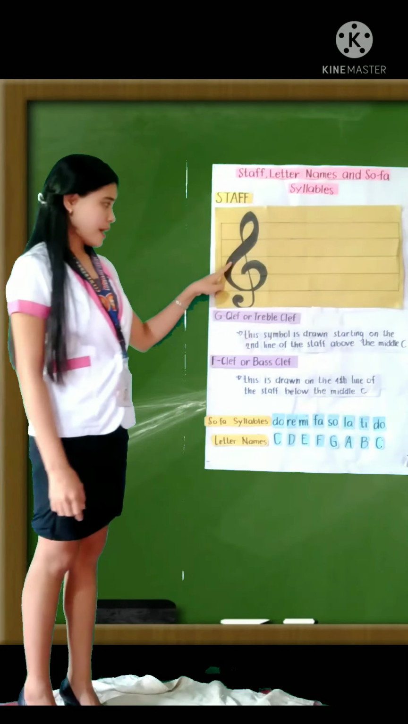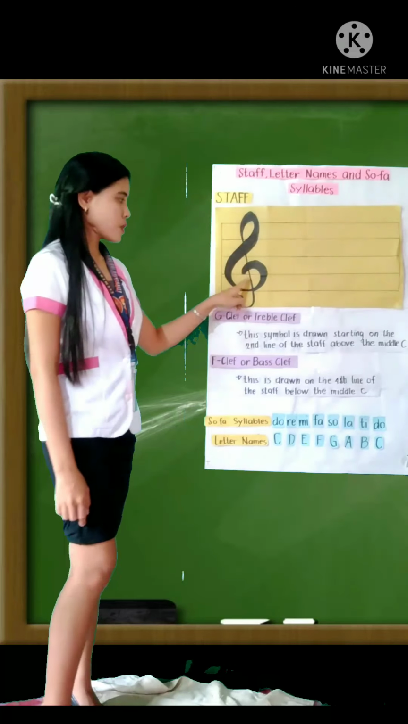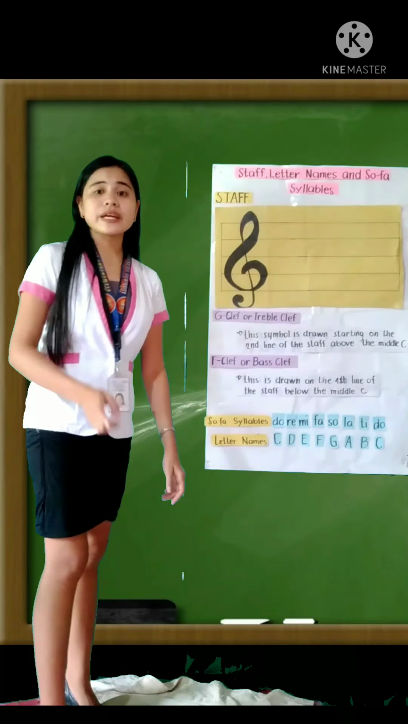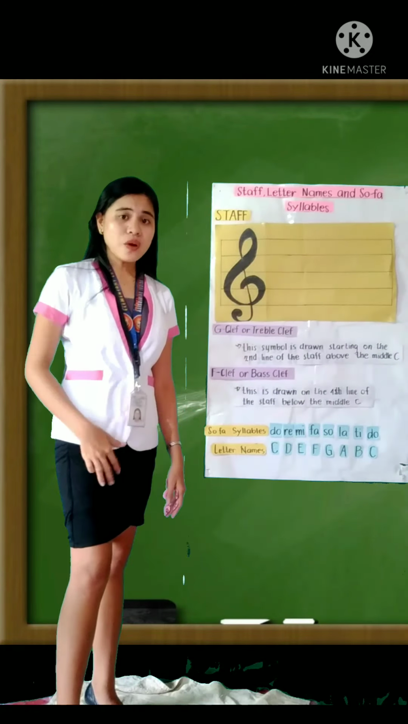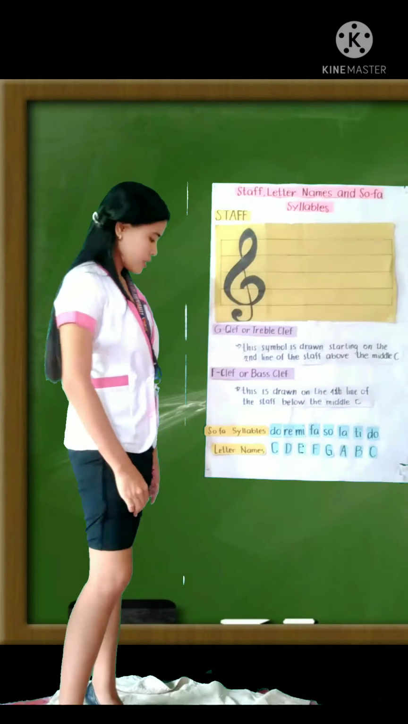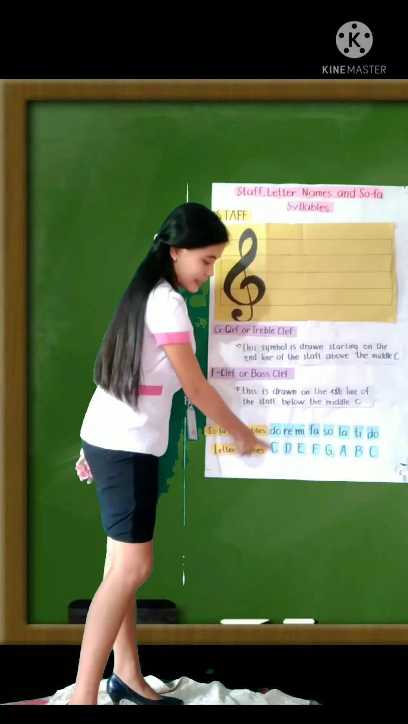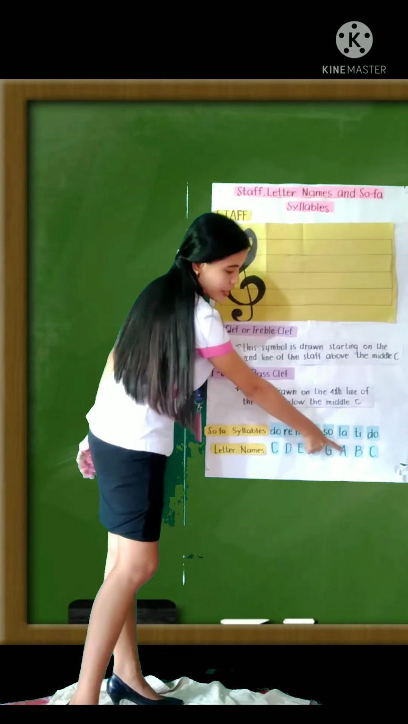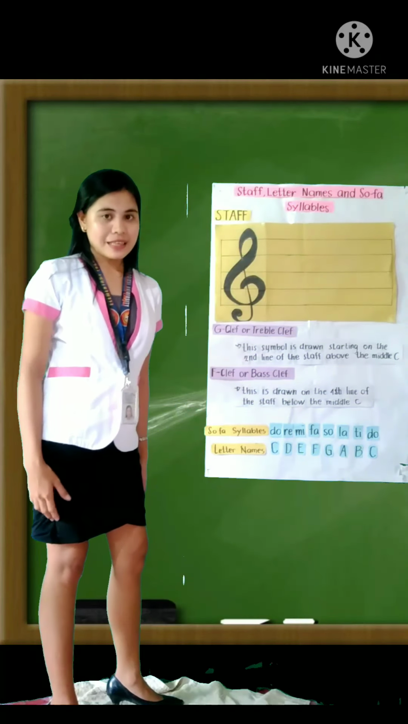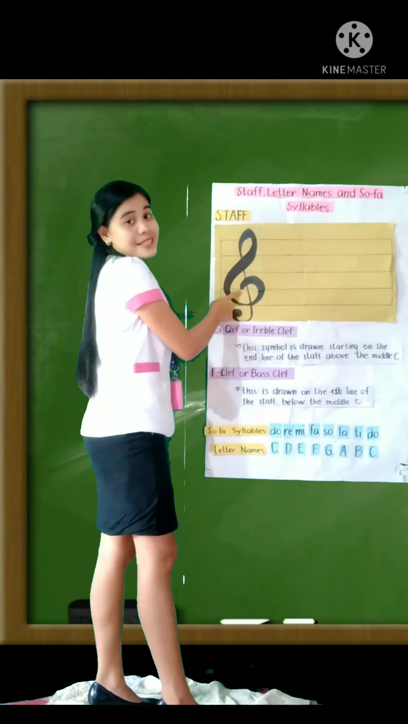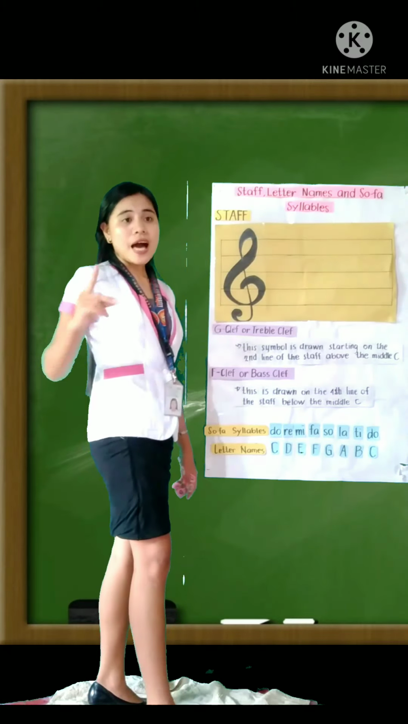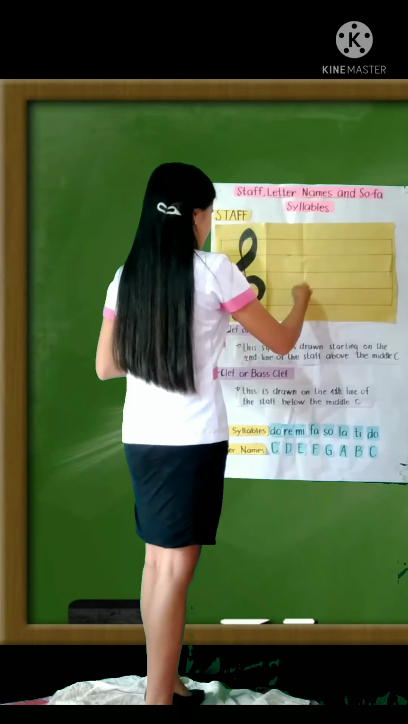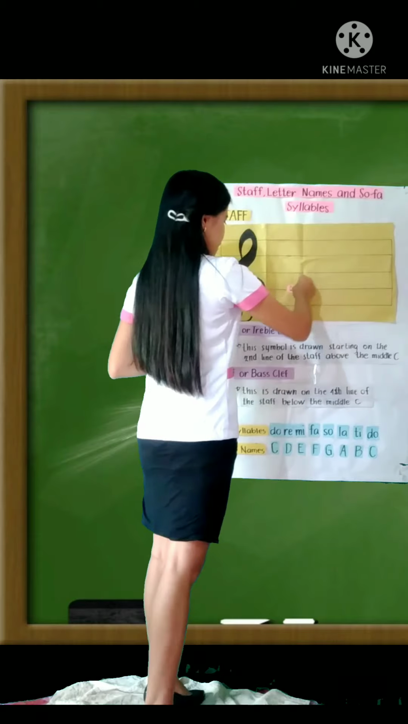Since this is a G clef, the pitch names of this clef start with letter G. So again, what are the pitch names? These are letter C, letter D, letter E, letter F, letter G, letter A, letter B, and letter C. Since this is the G clef, we will be starting at the letter G. Okay, so G.